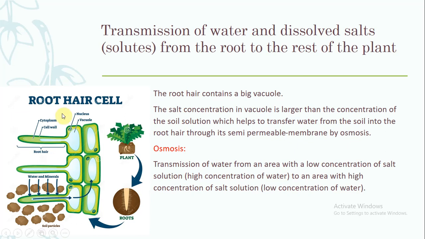So what is the name of the process that allows the passage of water from the soil to the root hair through semi-permeable membrane? It is called osmosis. So what's the meaning of osmosis? It is the transmission of water from an area with low concentration of salt, and of course high concentration of water, to another area with high concentration of salt and low concentration of water.